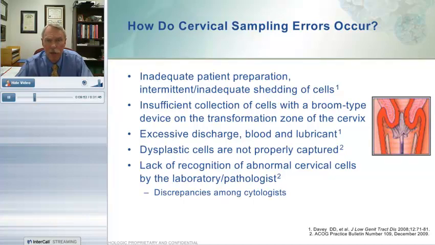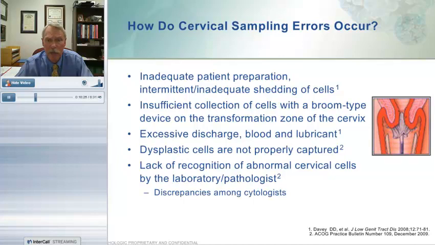Sampling error is most frequently inadequate patient preparation, including insufficient collection of cells. Sometimes a broom-type device is unsatisfactory for capturing the zone of transformation. The patient can have excessive discharge, blood, and lubrication, both the lubrication that you use on the speculum and lubrication the patient may have used for her own benefit.